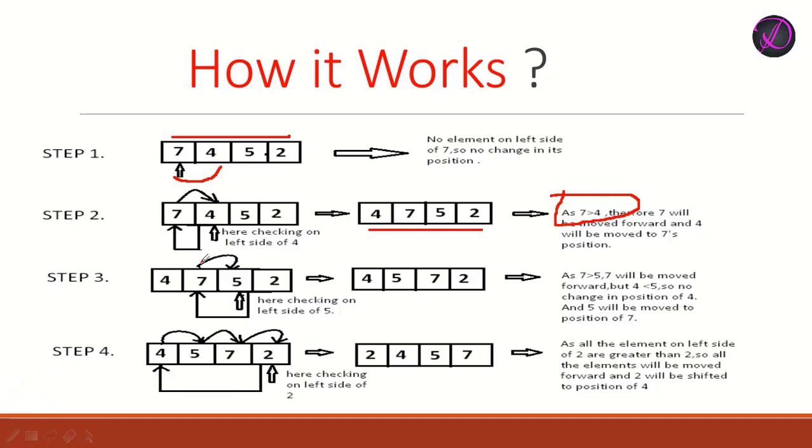Now we compare 7 and 5. Because 7 is greater than 5, we will swap both elements. As you see here, now this is our list: 4, 5, 7 and 2. Now we compare 4, 5, 7 with 2. Because 2 is smaller than 4, 5 and 7, 4, 5, 7 will move forward and 2 goes to the first position. As you see here, this is the sorted list that we get.